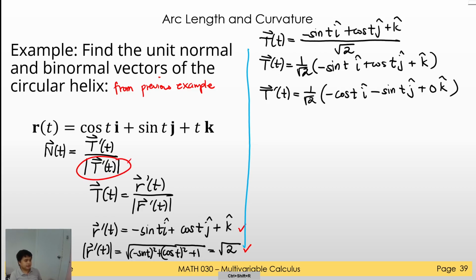Now to find the length, you just find the square root of the sum of the squares. At this point you have to include this 1 over square root of 2.